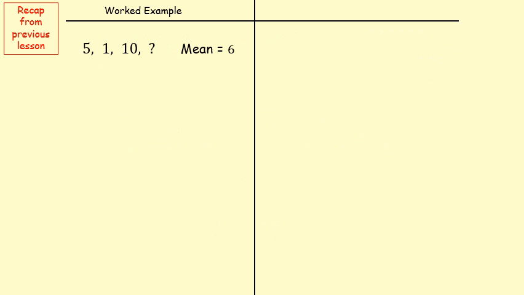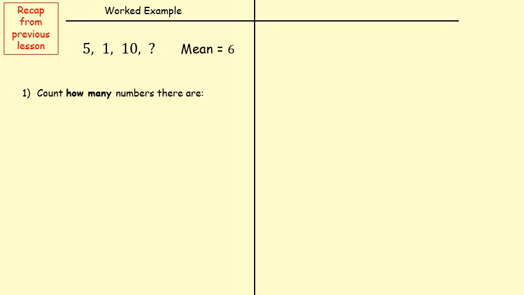Okay, so a recap from previous lesson. We're going to be working on problem solving in this lesson, but previously we had looked at an example like this. So we had a number missing from our list of 4 numbers and a mean of 6, and we wanted to work out what was missing.